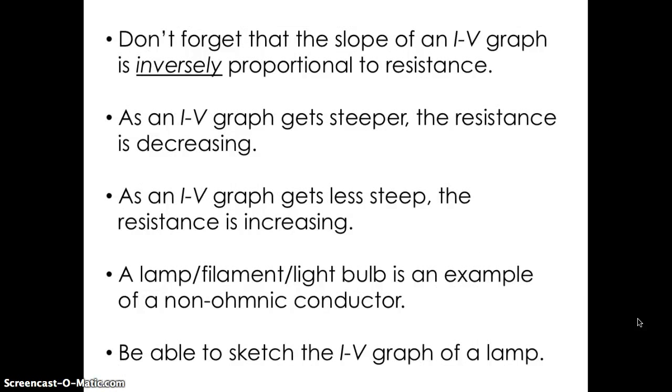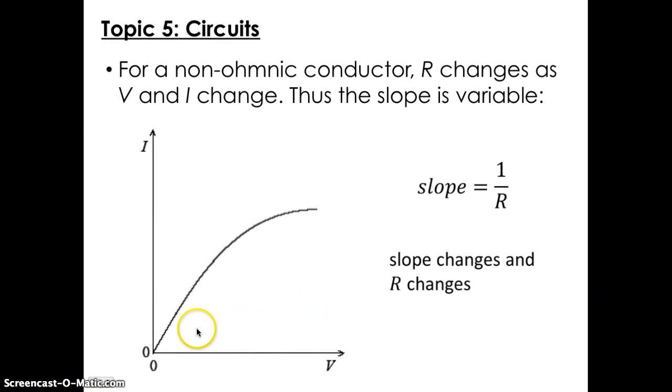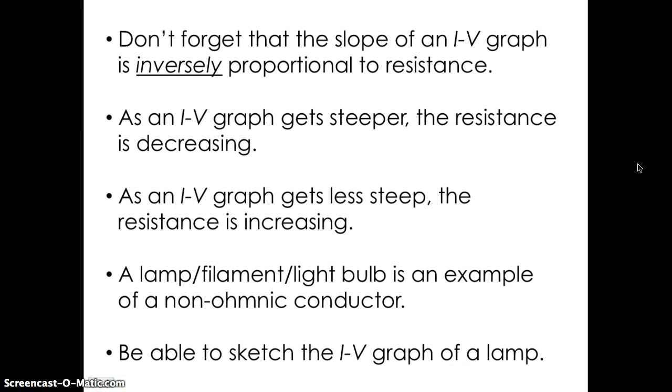Now we can't forget that the slope of an IV graph is inversely proportional to resistance. So that means that as the graph gets steeper, the resistance is decreasing, and as the graph gets less steep, resistance is increasing. Right? Now an example of a non-ohmic conductor is a lamp, which we also might call a filament or a light bulb. And you have to be able to sketch that graph for a lamp, this graph here. See how as it gets less steep, resistance increases. So be able to sketch that graph.